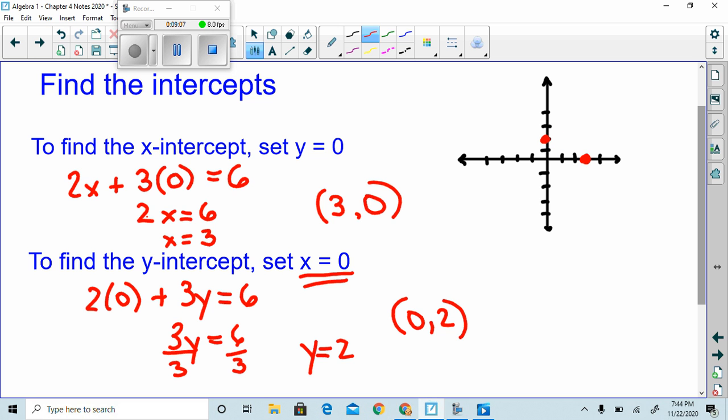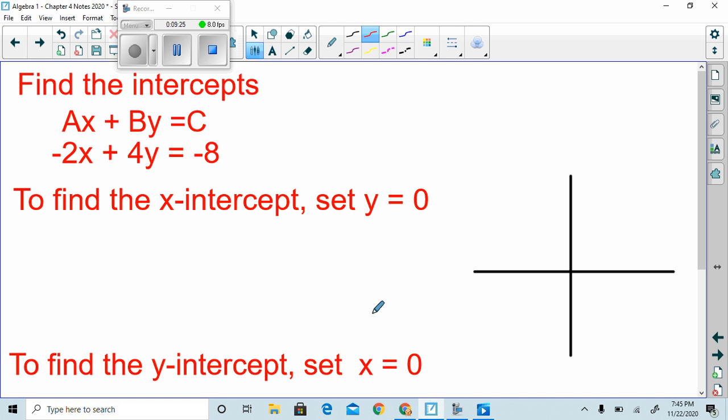0, 1, 2. We have 2 points. And we connect those points. We're never done until we connect. And arrows at both ends. Let's just try at least one more.